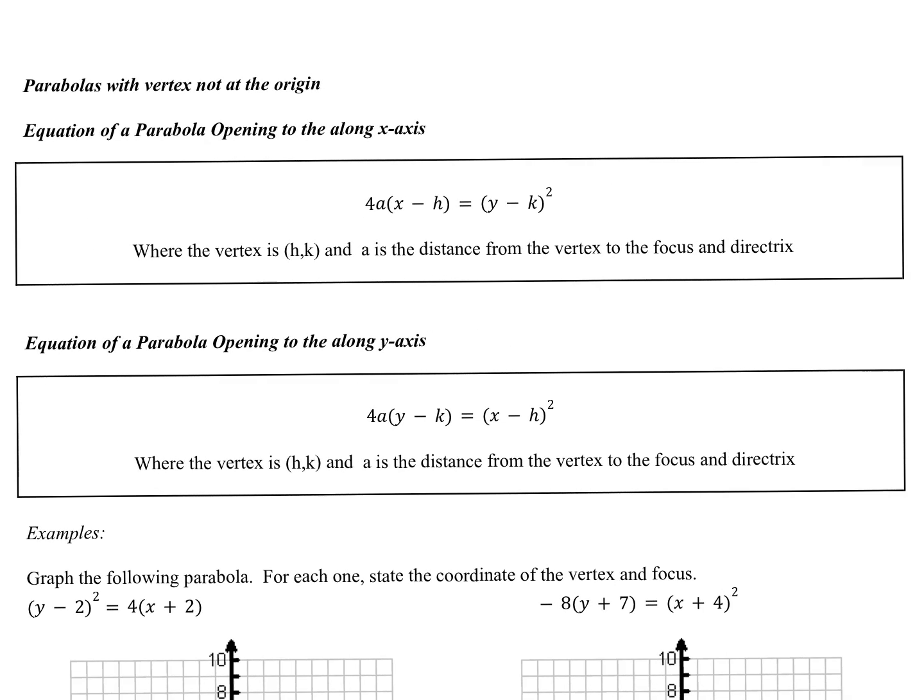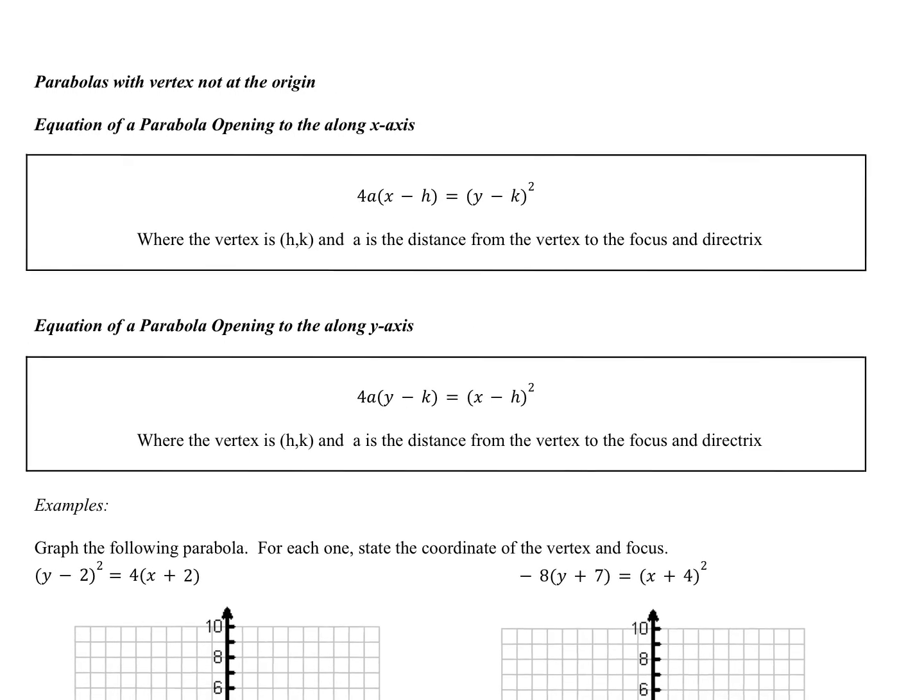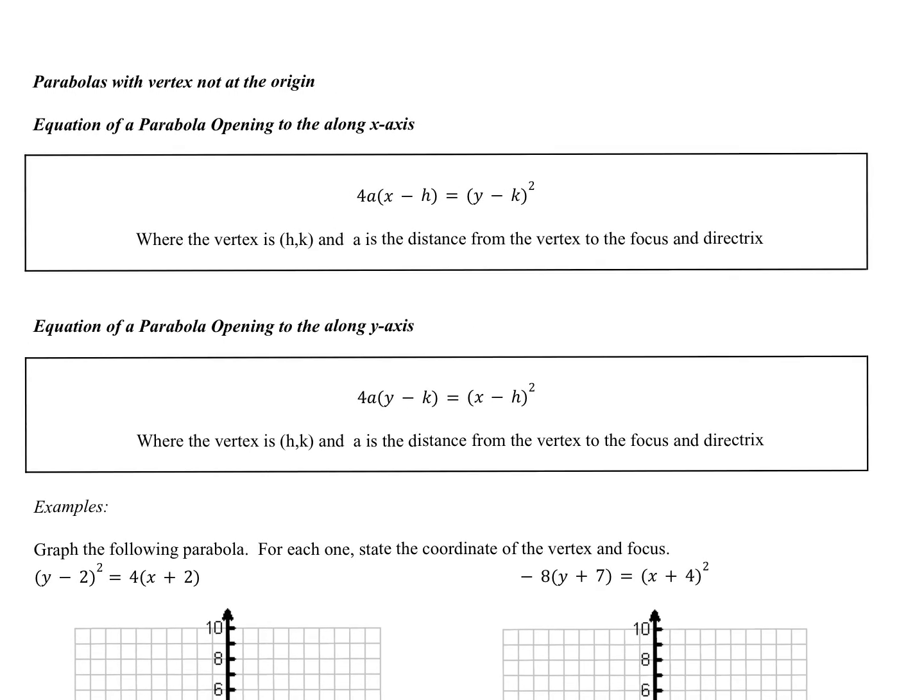Now, what happens if a parabola does not have a vertex at the origin? It can still open along the x-axis, but now the vertex is the point (h, k) instead of (0, 0), and a is still our distance from our vertex to the focus and directrix. The way that we identify the vertex from this form is the exact same way we did it with the center of a circle.